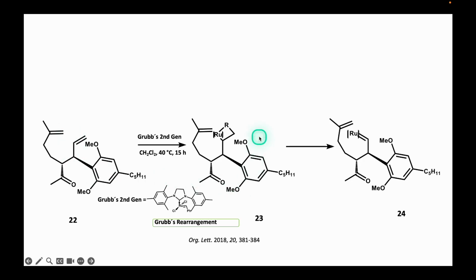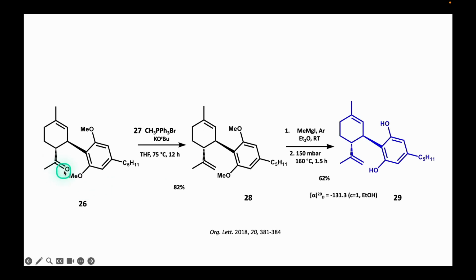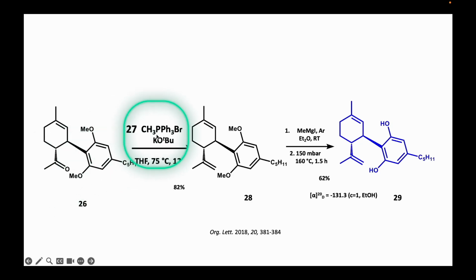It begins by forming intermediate 23 via [2+2] addition to the indicated double bond, and its extrusion generates intermediate 24. A [2+2] intramolecular addition to the other double bond forms metallocyclobutane 25, which, through an extrusion process, generates the desired cyclohexene in compound 26. The reaction of ketone 26 with methylphosphonium salt gives a methylene in compound 28.